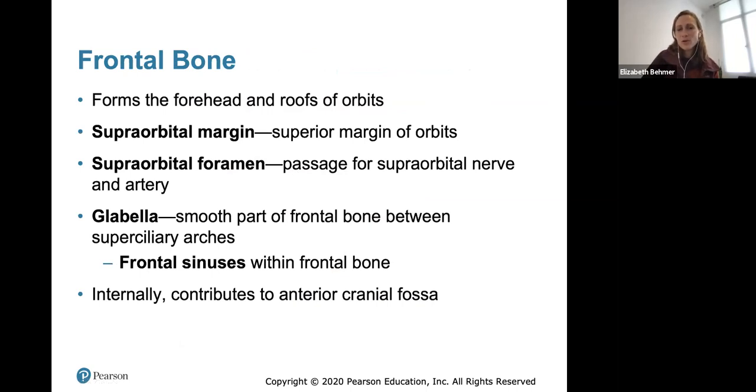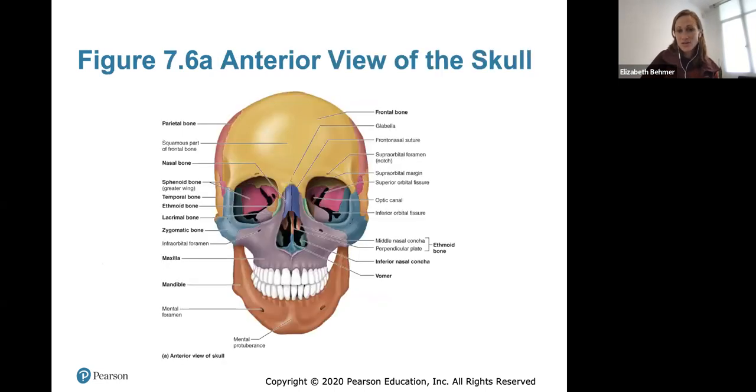The frontal bone forms the forehead. You have a supraorbital margin, which is the superior margin of the orbits. The supraorbital foramen is the passage for the supraorbital nerve and artery. The glabella is the smooth part of the frontal bone between the arches. The frontal sinuses are within the frontal bone, and internally, the frontal bone contributes to the anterior cranial fossa.